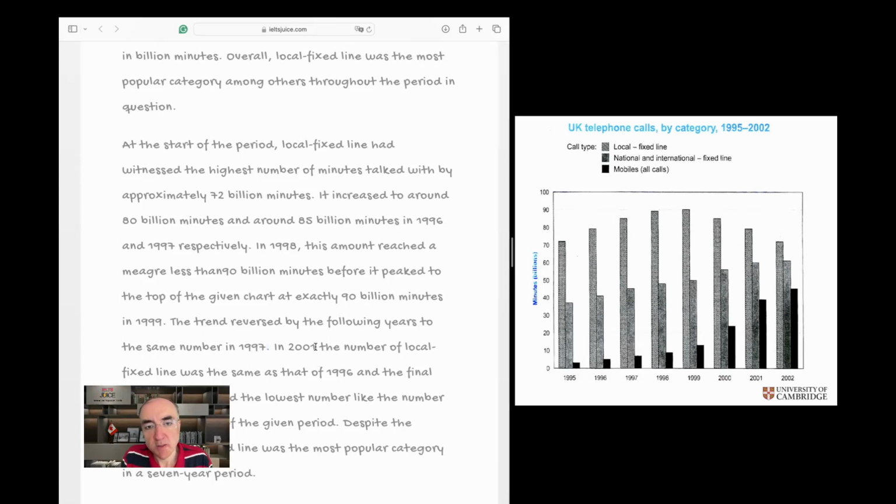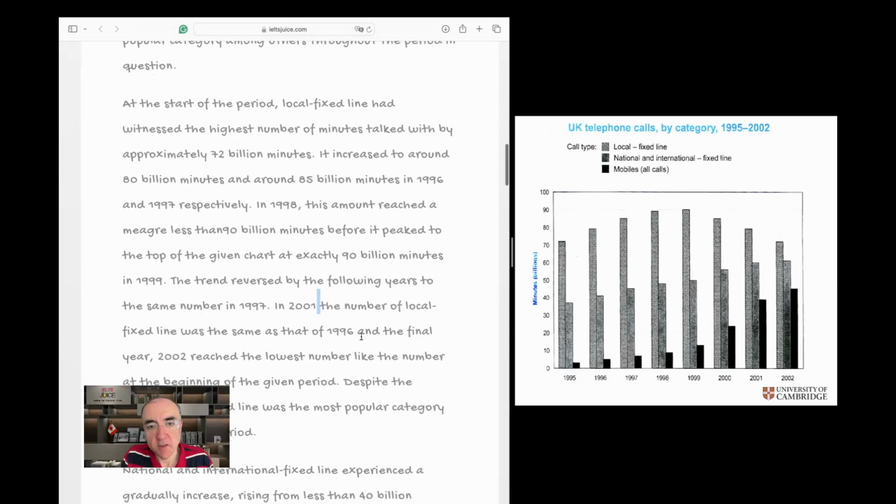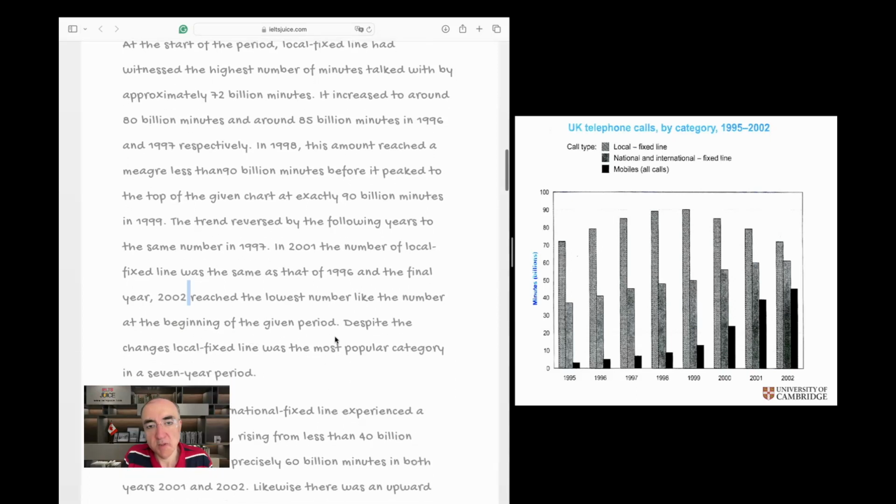In 2001, comma, before the, here, the number of local fixed line was the same as that of 1996. Yes, correct. And the final year, comma before and, 2002, another comma here. It reached the lowest number, like the number at the beginning of the given period. Okay. It could have been written in a better way. We went up step by step and we went down step by step.